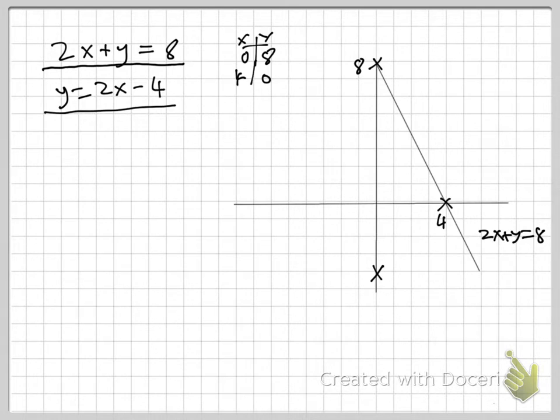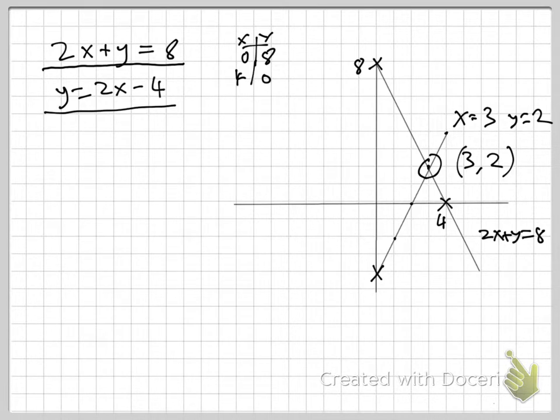So from here, I'm going to go up 2 over 1, up 2 over 1, up 2 over 1, up 2 over 1. And if I draw a straight line, hopefully, can you see where they cross? Right there is the solution, 3, 2. In other words, x equals 3 and y equals 2. Okay, that's the answer. Great.